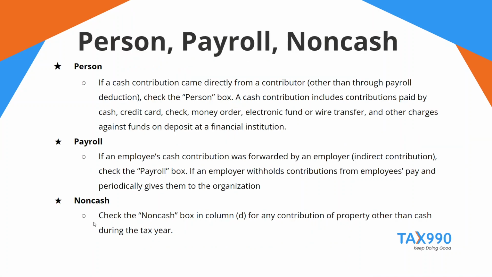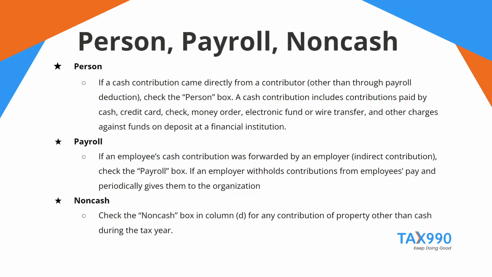Okay, so moving on to person, payroll, or non-cash. As I mentioned, it's important that you indicate the correct type of contribution when completing Schedule B. There are 3 different contribution types: person, payroll, and non-cash. Your contribution may fall under the person category if the value was provided directly from the contributor in the form of cash, credit, check, money order, electronic funds withdrawal, or wire transfer. So if direct money was changing hands, it can be considered person.